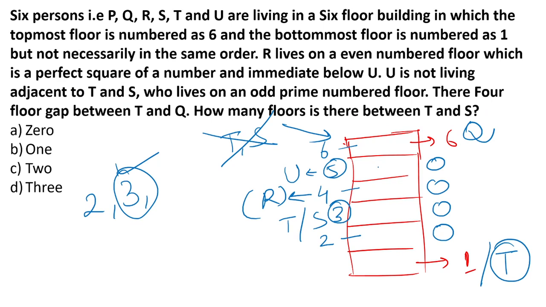T is on the first floor, so obviously S will be on the third floor. S is living on the third floor. Then P, P will be on the second floor.